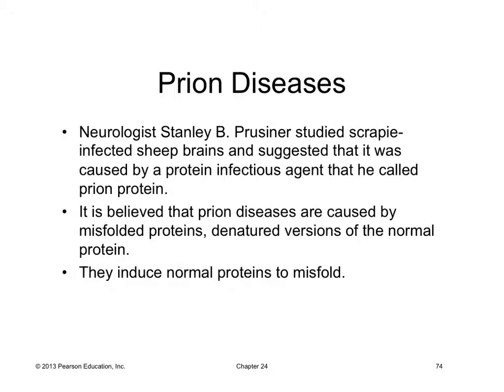Prion diseases are something important. Neurologist Stanley Prusiner studied scrapie-infected sheep brains and suggested it was caused by a protein infectious agent that he called prion protein. Prion diseases are caused by essentially misfolded protein. Misfolded protein is often folded into these beta sheet assemblies, and these are essentially denatured versions of the normal protein. And once you have these beta sheet aggregates, they also induce normal proteins to misfold in the same way.